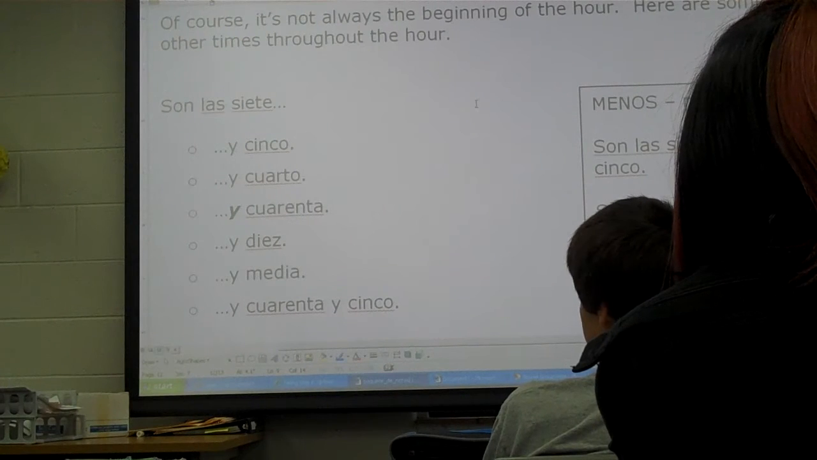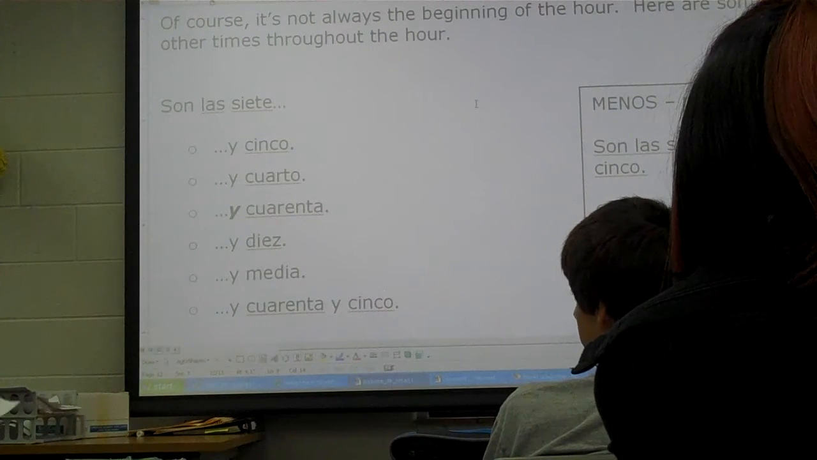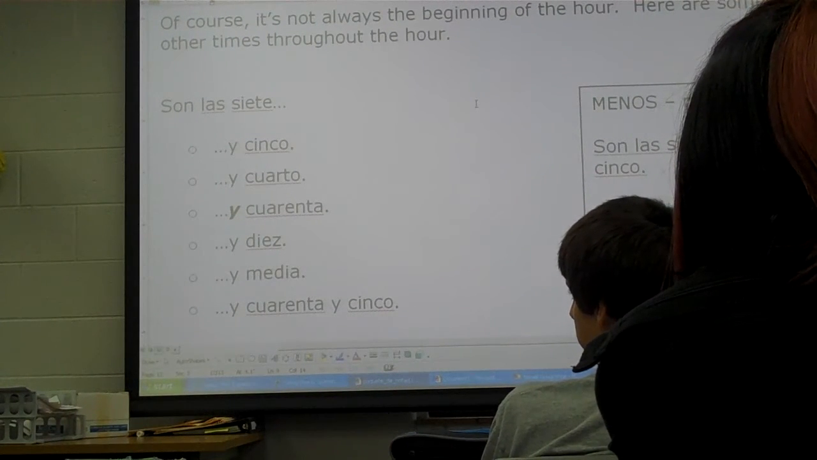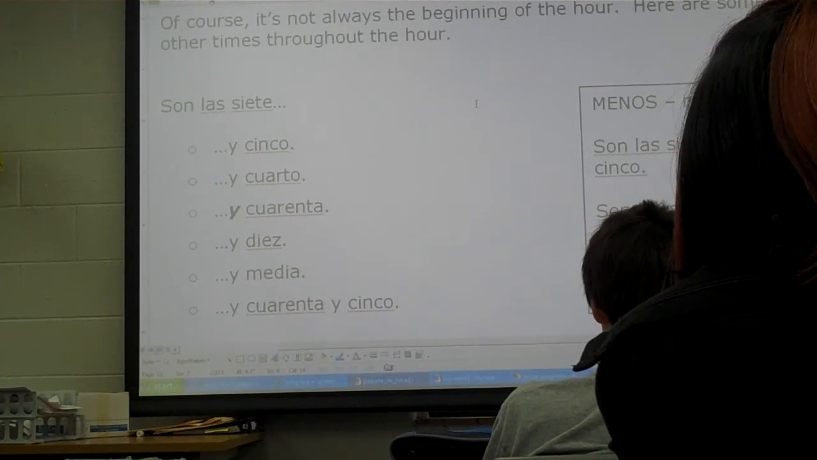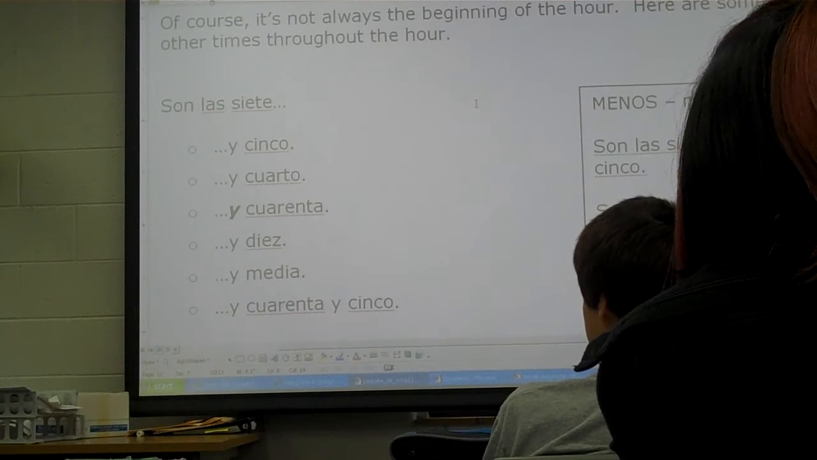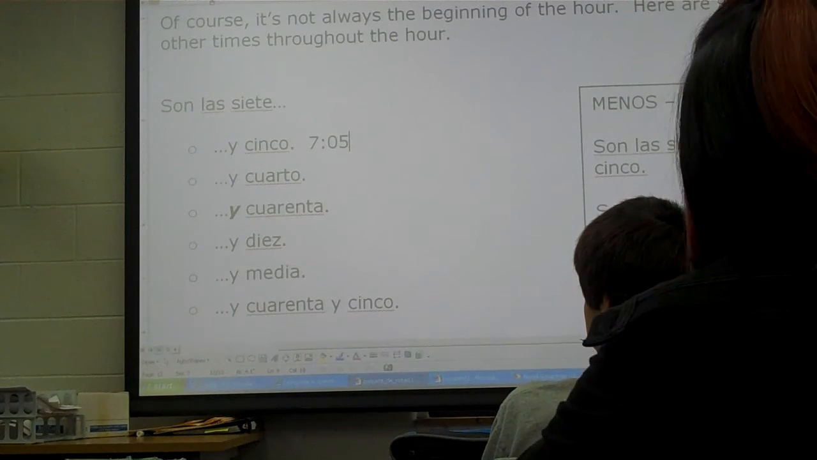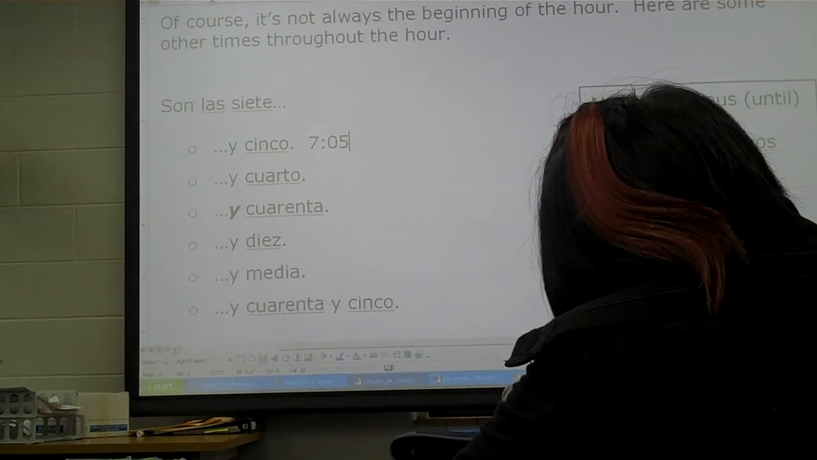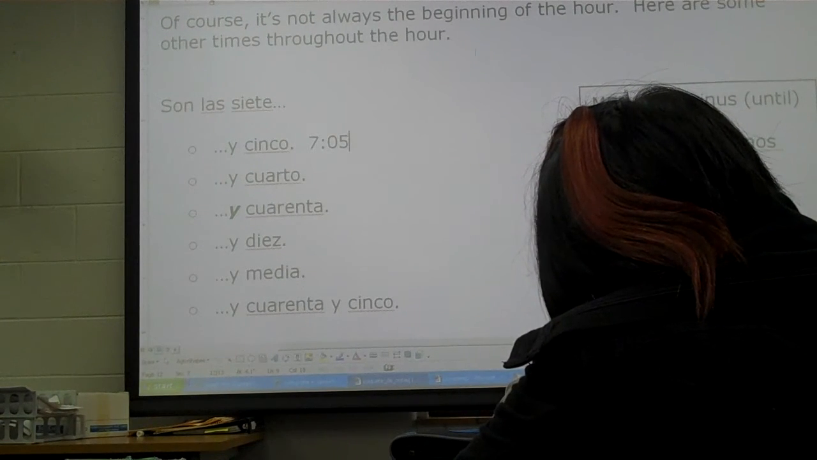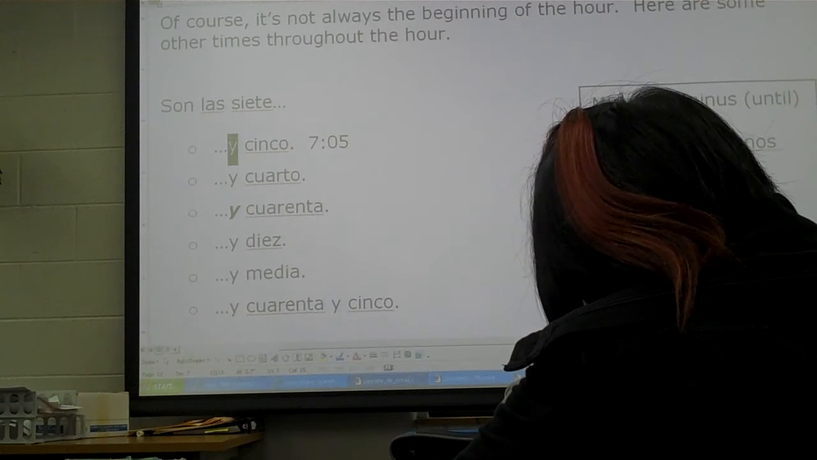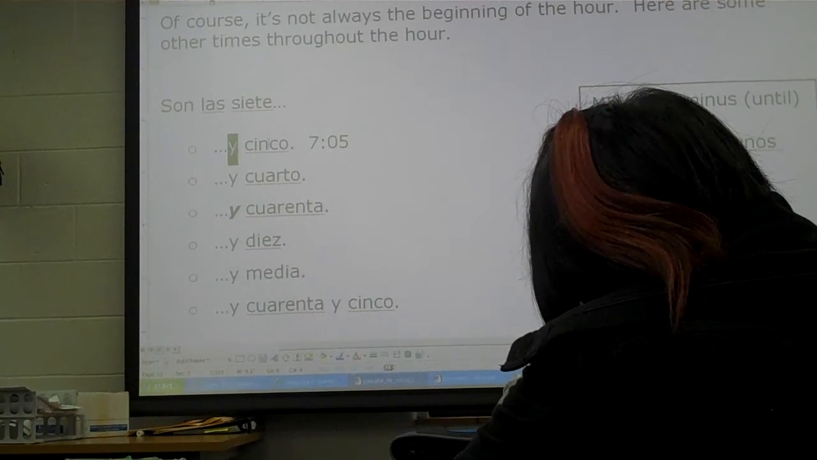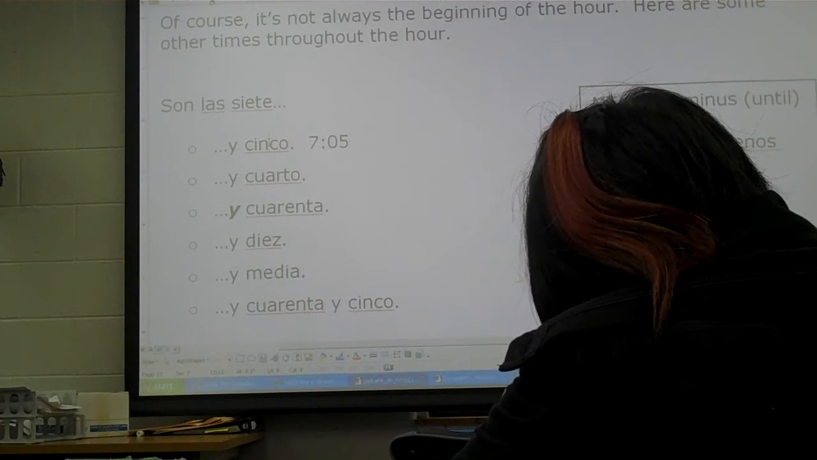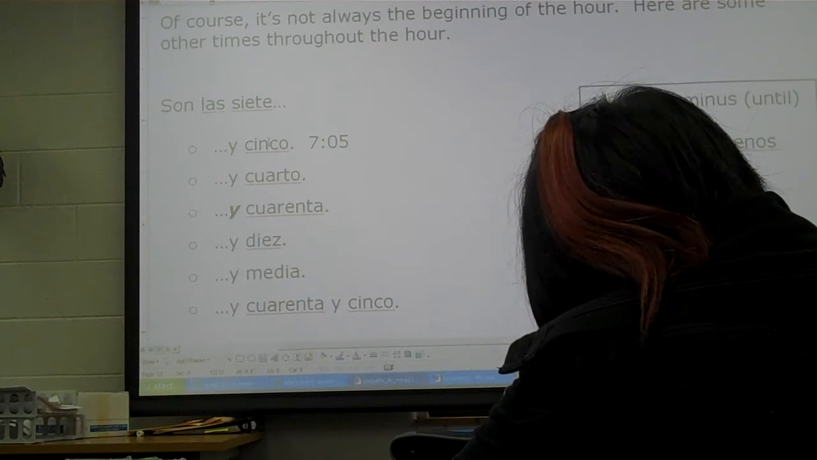What do you think that time is going to be? Emilia, what makes sense to you? 7:50? Nope. 5 after. It's 5 after 7, okay? 7:05. You can go ahead and write that in your packet. 7:05 is that time. It is 7 o'clock, and the letter Y means and. Y cinco. It is 7 and 5. It is 7:05. That's how we would say that in English.